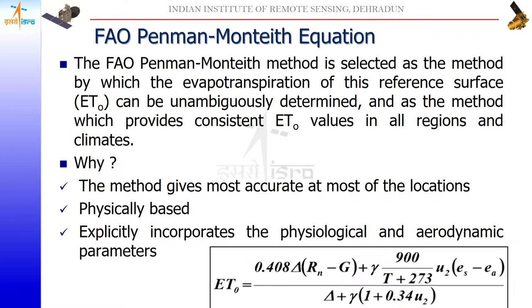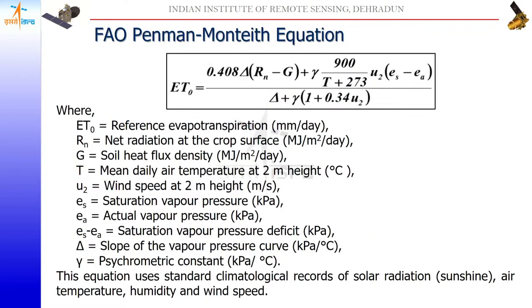Along with this, if any parameter is missing, it is subsequently estimated by physics based equations. So the entire equation is a physically based equation, and it explicitly incorporates all the physiological as well as aerodynamic parameters. The equation is shown here, but what are the components within this particular equation? It is listed here, the ET0 formula.